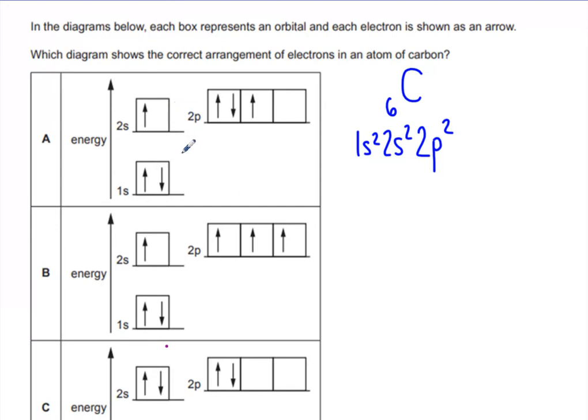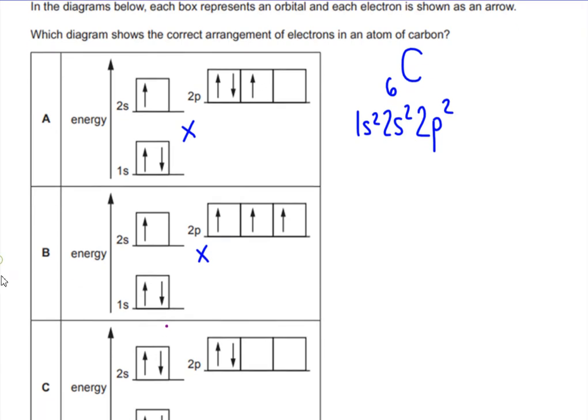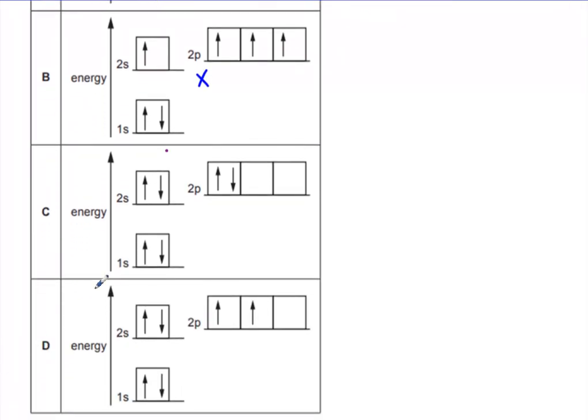So we can immediately rule out A and B because they've only got 2s1. I'm just going to scroll down a little bit. And then we're looking at C and D. Now both C and D have got the right number of electrons in each subshell, 1s2, 2s2 and 2p2. So both of these are correct, but one of them is obviously incorrect. We need to figure out why.